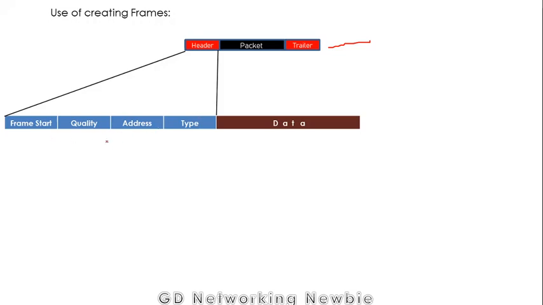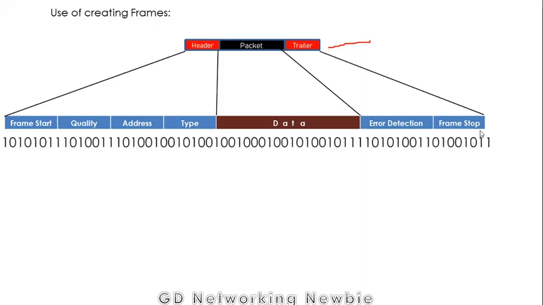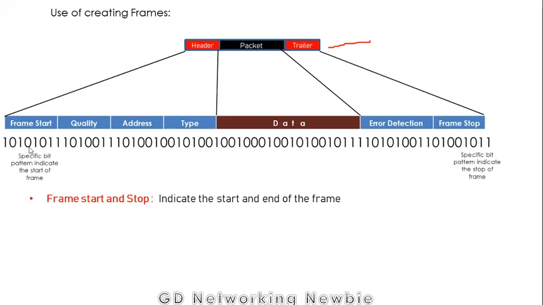I'll go through all these fields later on. And then we also have a trailer part in that frame. In that trailer part, we have error detection and frame stop. All these fields are represented by binary numbers. For example, the frame start is shown by a specific bit pattern. So there will be special bit patterns which will indicate that the frame has started. And exactly in the same way, in the end, there will be specific bit patterns which will indicate the stop of the frame. So this frame start and stop indicates the start and the end of the frame.